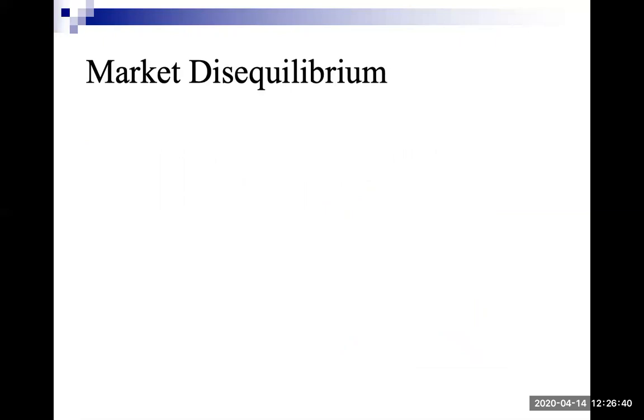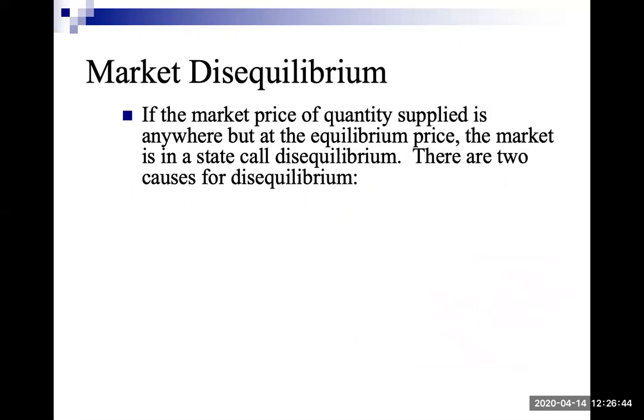So what do we do when it's not at equilibrium? Well, we call it disequilibrium. And don't overthink this, it's basically where the quantity supplied is not equal to the quantity demanded. They don't match up. You would say that the market itself is in a state of disequilibrium.